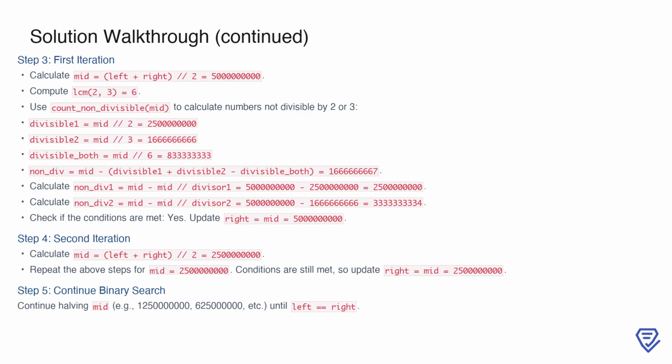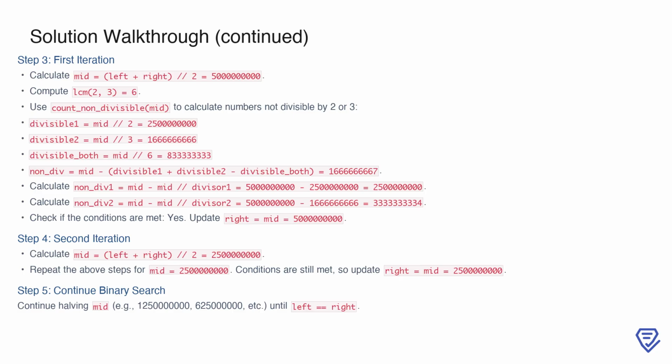Using this, we determine the count of numbers less than or equal to mid that are divisible by 2, by 3, and by both 2 and 3. Subtracting these counts from mid gives us the count of numbers not divisible by either divisor. For the first iteration, this value is 1.67 billion, which meets the condition of at least 5 numbers. Separately, we calculate the counts of numbers not divisible by only 2 or by only 3, and these also meet their respective thresholds. Since all conditions are satisfied, we update right to the current mid and repeat the process with a smaller range.